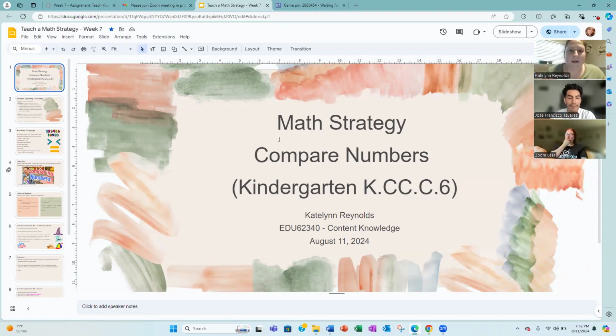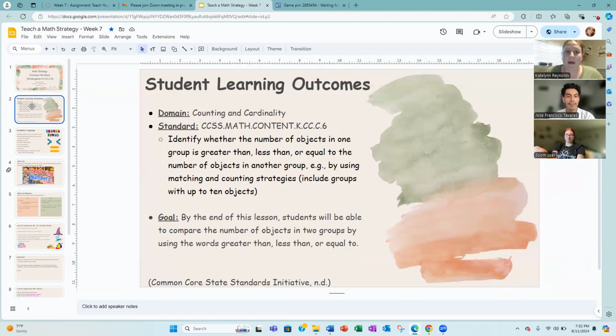Okay, awesome. All right, so my name is Caitlin Reynolds. This is my math strategy, compare numbers, kindergarten, standard K.CC.C.6 for the content knowledge course. Student learning outcomes. The domain is counting and cardinality. The standard states to identify whether the number of objects in one group is greater than, less than, or equal to the number of objects in another group by using matching and counting strategies. It also includes groups with up to 10 objects. The goal is, by the end of this lesson, students will be able to compare the number of objects in two groups by using the words greater than, less than, or equal to.